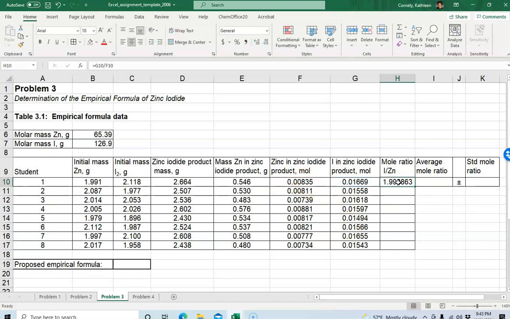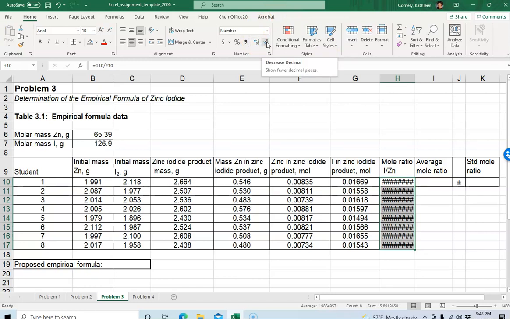Again, let's do Control C, copy for the remaining students, and my moles of zinc has 3 sig figs. This has 4, so that means this can only have 3. So let me adjust. If you get this, that means there are too many digits for the width of your column. But I don't want my column to be that wide anyway. I'm going to get my mole ratio in 3 sig figs.